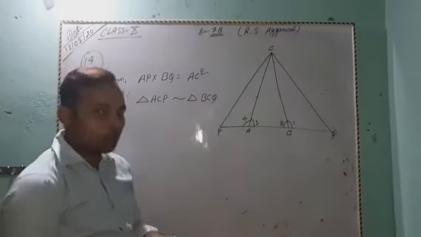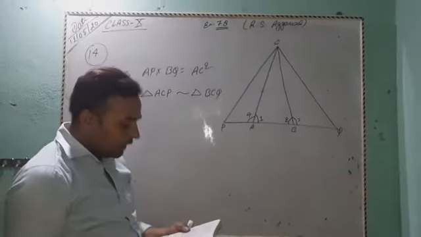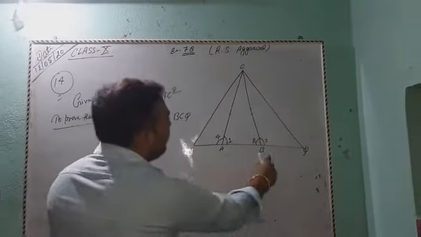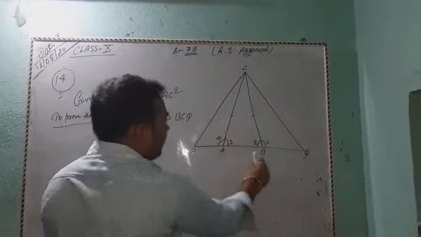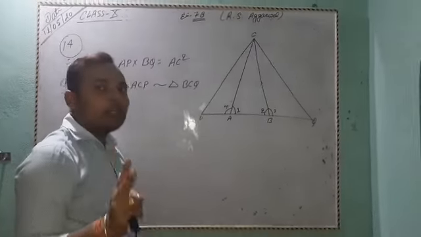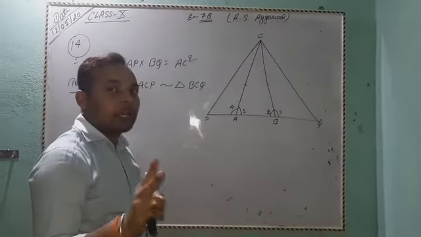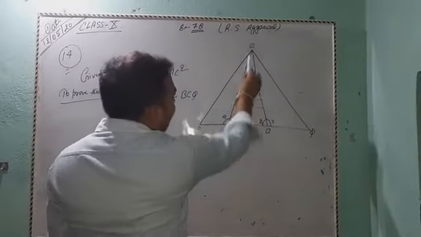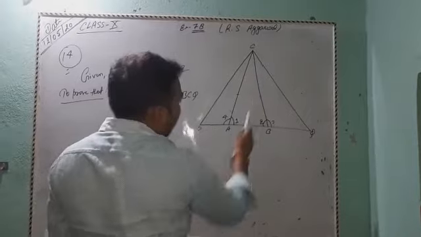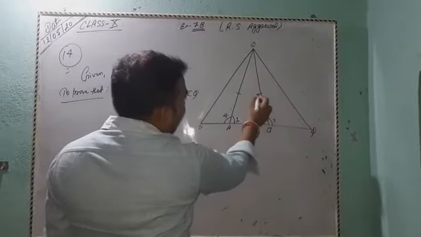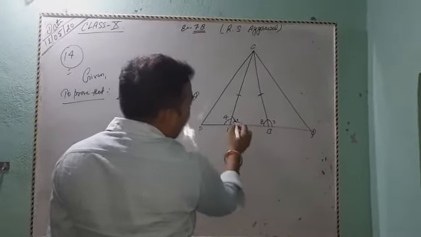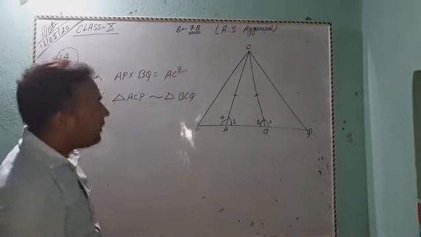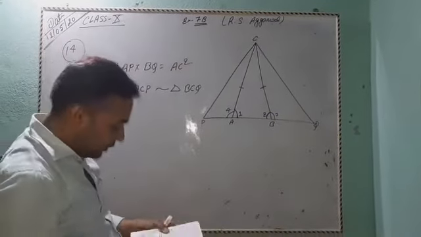Question 14 of exercise 7b. In an isosceles triangle ABC, ABC is an isosceles triangle. If any two sides are equal in a triangle, it is called an isosceles triangle. So AC equal to BC and angle 1 equal to angle 2. Okay, this is the isosceles triangle.